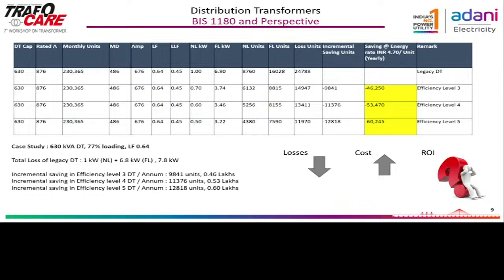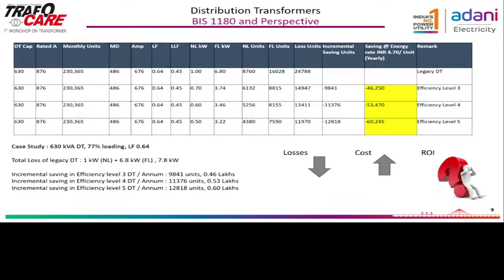This is something I want to show especially to my utility friends. Consider a 630 kVA transformer with a legacy loss level, with a given transformer loading and load factor. Based on that, I have calculated how many loss units there are in a year. You can see the legacy loss level, then loss levels 3, 4, 5, with different loss figures. For a 630 kVA transformer at loss level 3, it has a loss of around 9,800 units per annum. For loss level 4, you can see the respective figures.